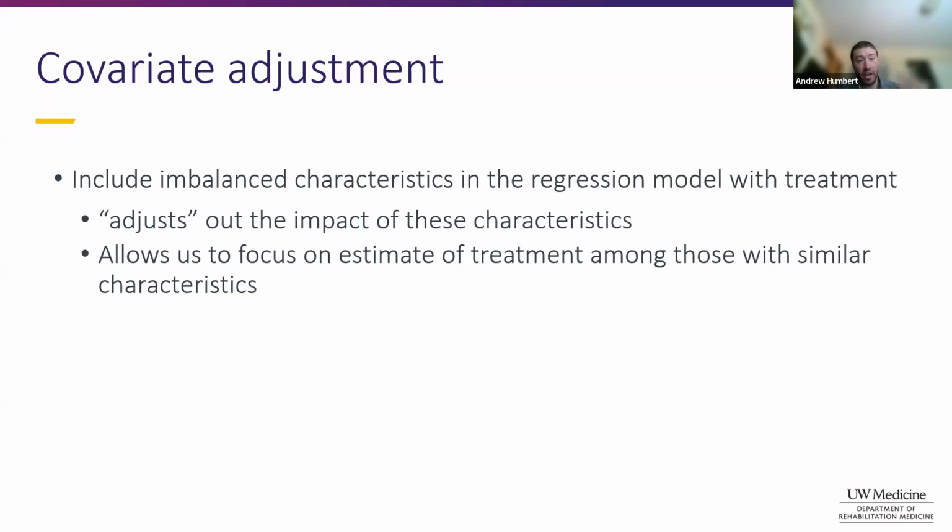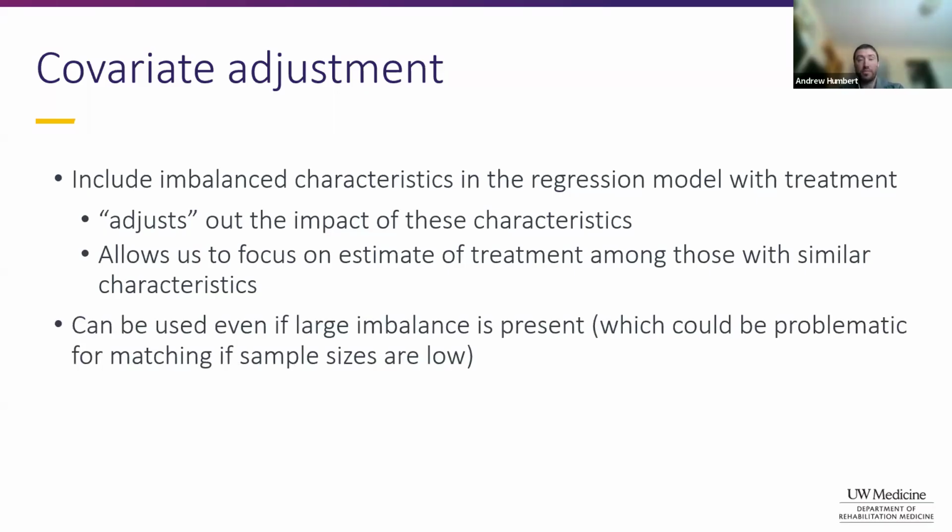So we can identify any imbalanced characteristics we have. If we toss them in the regression model with treatment, again, we're effectively pulling out the impact that those characteristics have on the treatment to outcome effect, and we're left with just this isolated effect of the treatment on the outcome because everything else has been modeled out in the regression model. So we're not matching, but we're achieving the same idea. We're still trying to isolate that treatment effect by adjusting out the impact of other characteristics and trying to compare individuals who are similar on those characteristics.